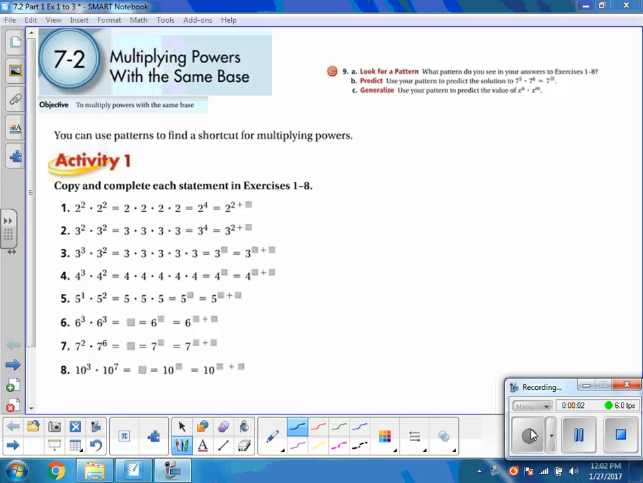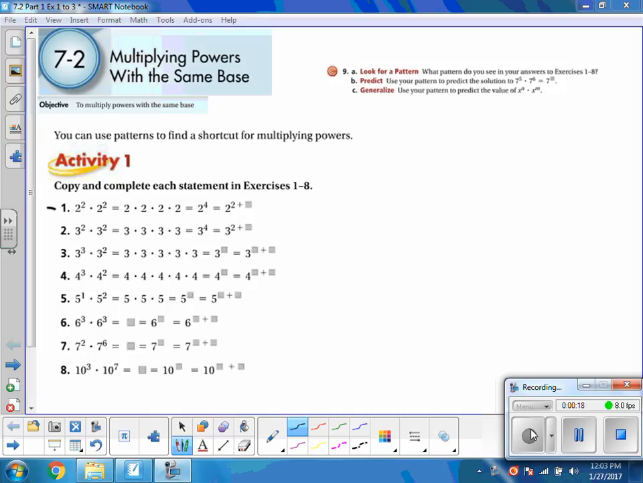Well, hello there. We're going to do some multiplying powers with the same base. So we're still working with some exponents here. I'm going to get us started on problems 1 through 8 to see what's going on, because we're looking for a shortcut, and this is kind of a proof for it.